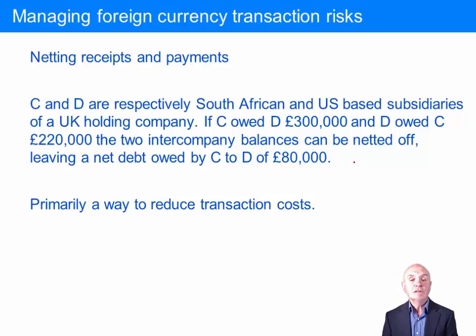C owed £300,000 sterling to D, and the other way around, D owed C 220,000, and substantially these intercompany balances can be netted off. Don't make any transfer of currency except for 80,000, and again that's a way of avoiding having to translate the currency into your own currency or into another currency where you're at the mercy of the exchange rates.